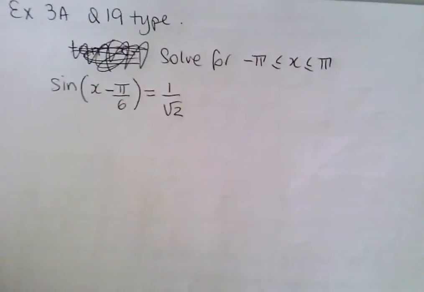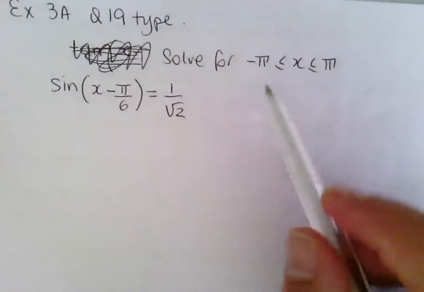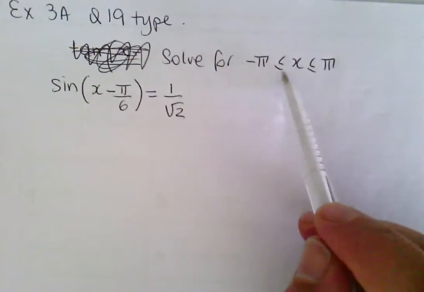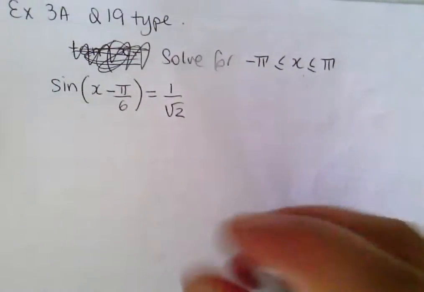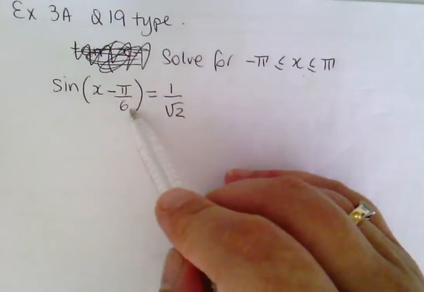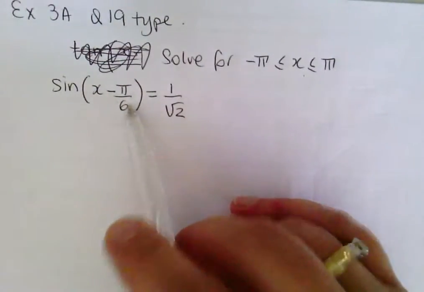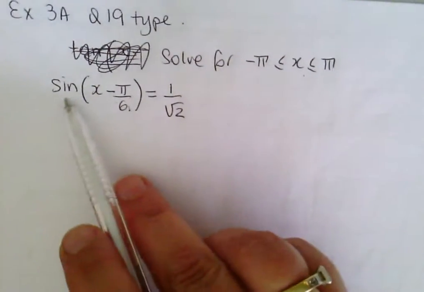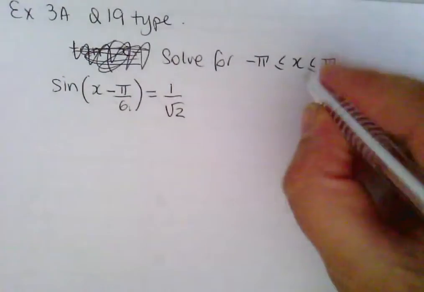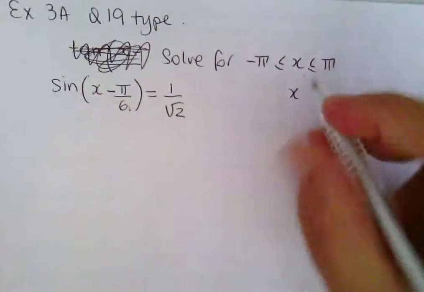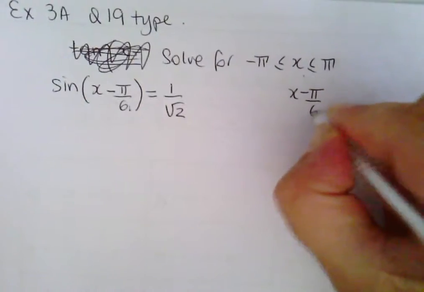Now, another exercise 3A question 19 example. Solve for negative pi less than or equal to x less than or equal to pi. Yes, we've got to change domain, but this time it's not 2 times or 3 times or whatever. We've got a shifted sort of domain. So what I do, I don't want the domain for x. I want the domain for x minus pi on 6.